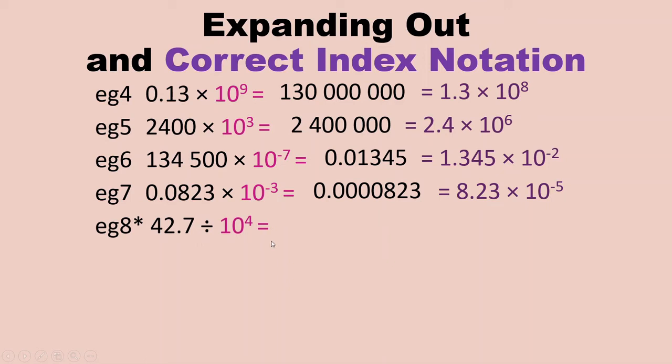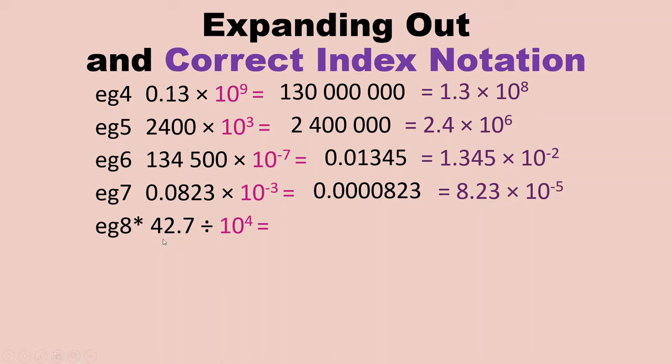So first, let's expand this out. And then let's correct that expanded answer and put it in correct standard form. So if we're going to divide by 10 to the power of 4, we're dividing by 10 4 times. We'll move that decimal 4 places to make this number smaller.